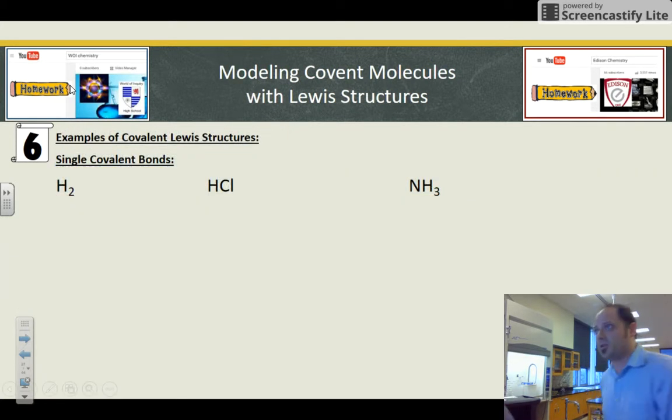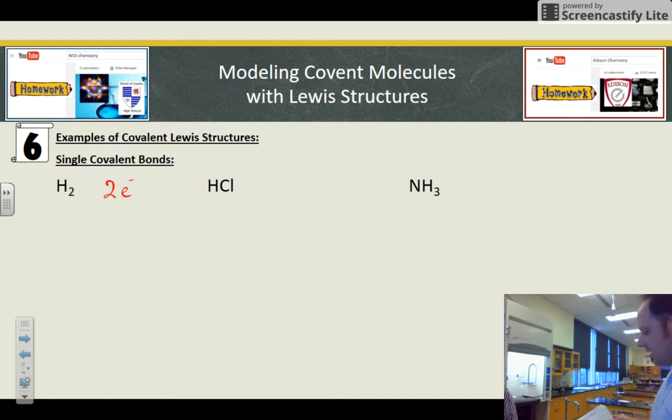So, Mr. Milks, first thing, H2, the simplest molecule in the universe. Each H brings 1, so we have 2 total valence electrons to play with. He is going to connect them first and then count. That single solid line represents 2 electrons, so he's used the 2 electrons that he was supposed to.